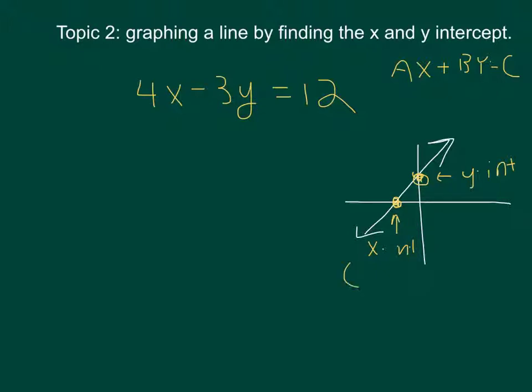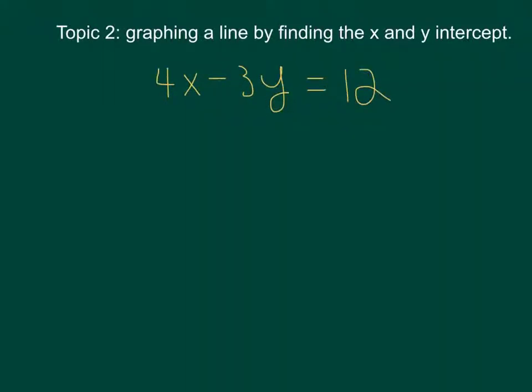Well, the x-intercept is where y is 0, y equals 0. And here, the y-intercept is where x is 0. And you have some kind of number for x and some kind of number for y. So when we have this equation, how do I find just the x and y intercept?